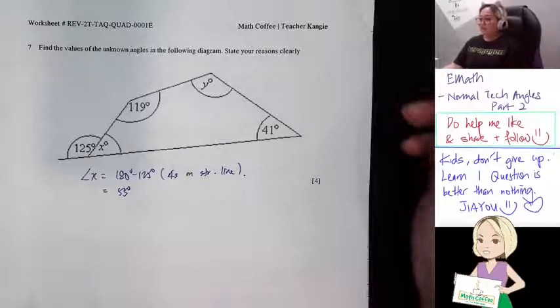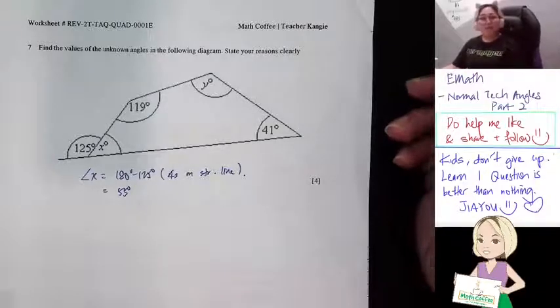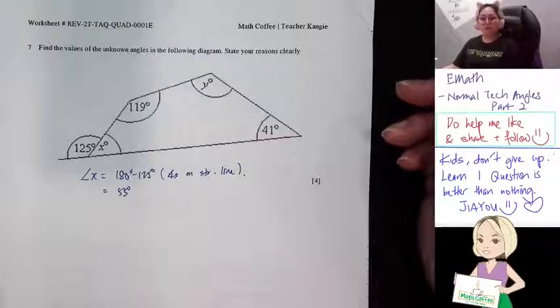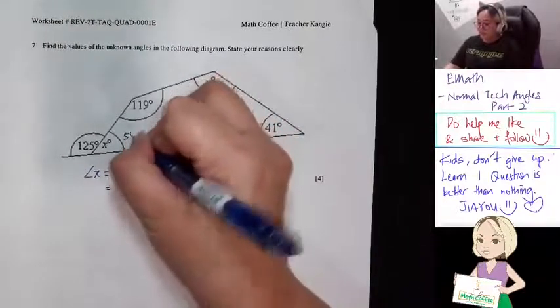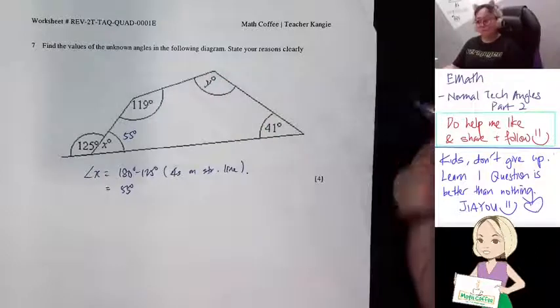For a polygon, the sum of interior angles is n minus 2 multiplied by 180, right? So four-sided means 4 minus 2, which is 2 times 180. That's why every quadrilateral, which is four-sided, has 360 degrees. Okay, so this angle is 55 degrees.